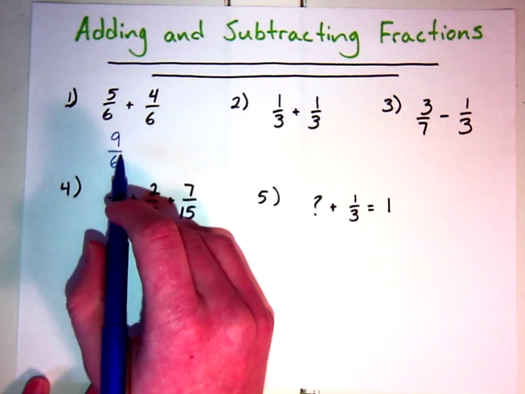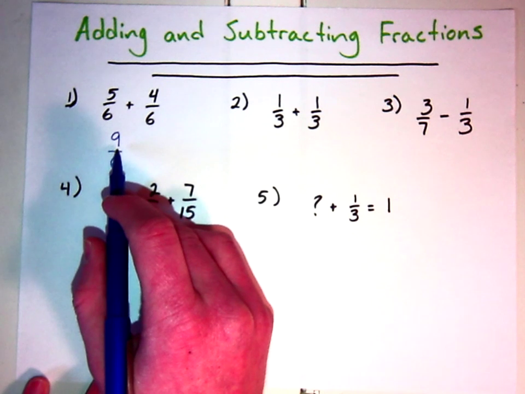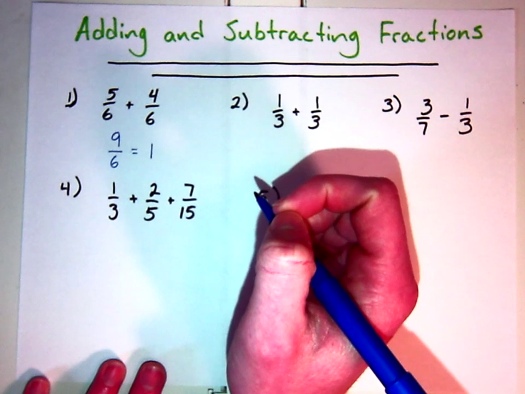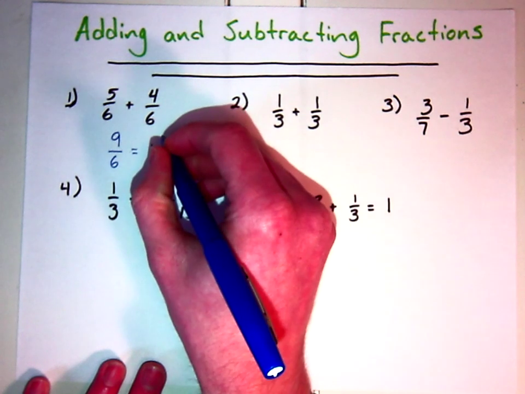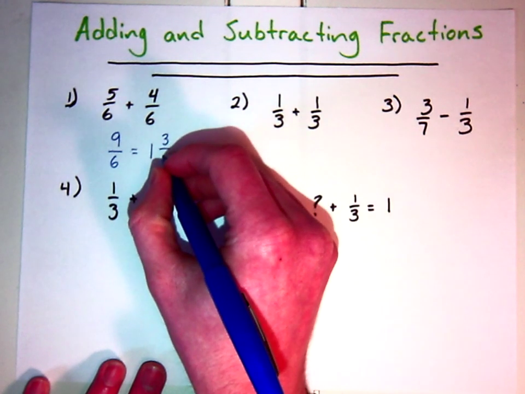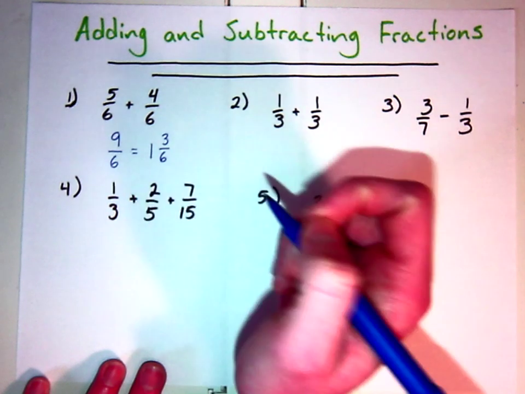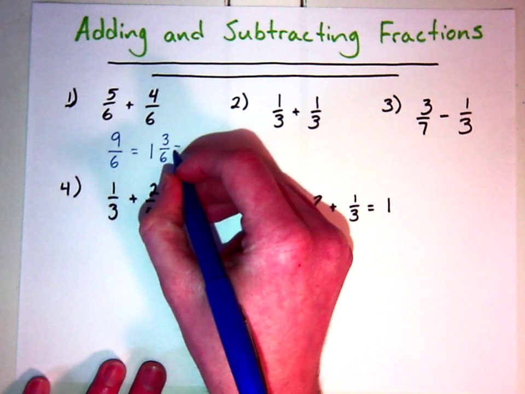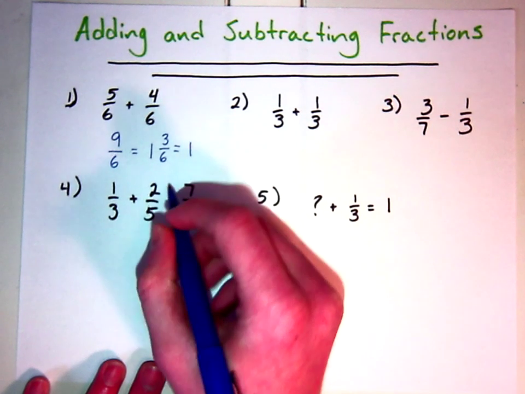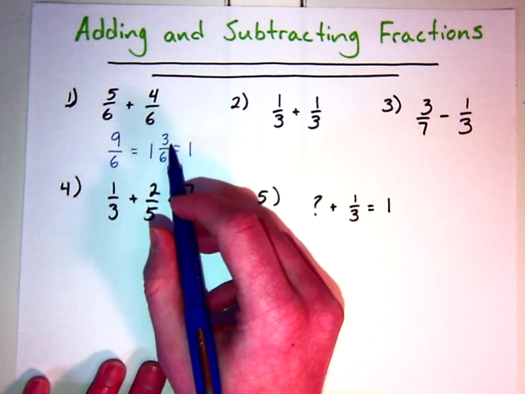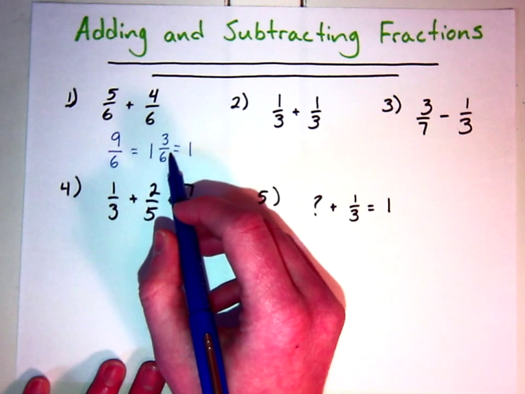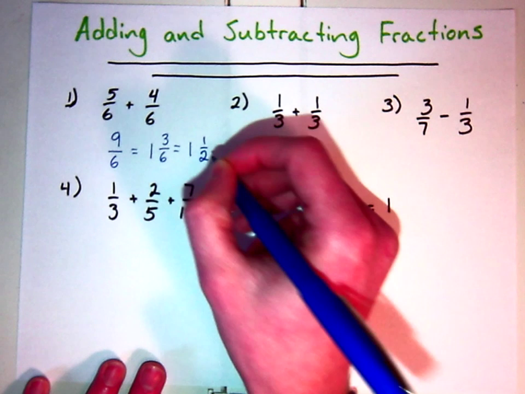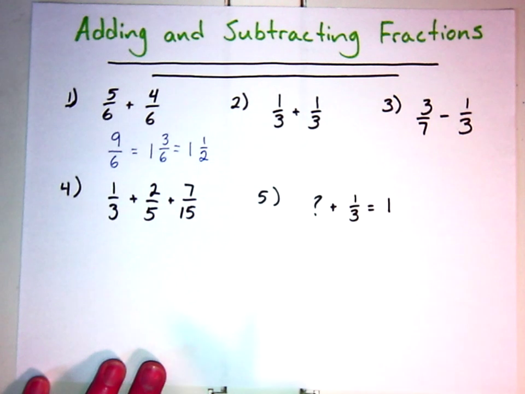From there we need to say, well, this can be simplified. Because 6 goes into 9 one whole time, and that's going to leave a remainder of 3. We're going to get 3/6. And 3/6, we should know, can be simplified by dividing it by 3 over 3. So that would be equivalent to 1/2. 3 is half of 6.